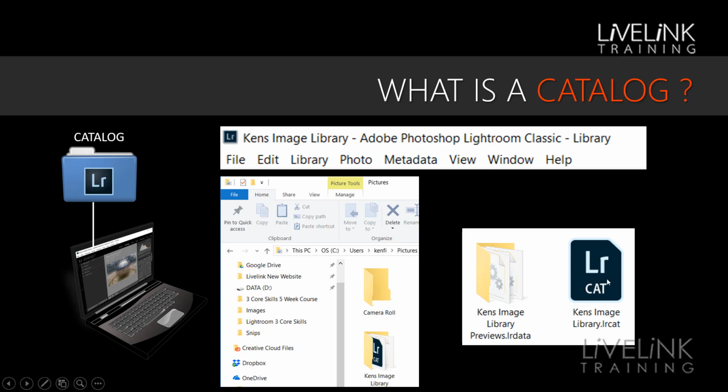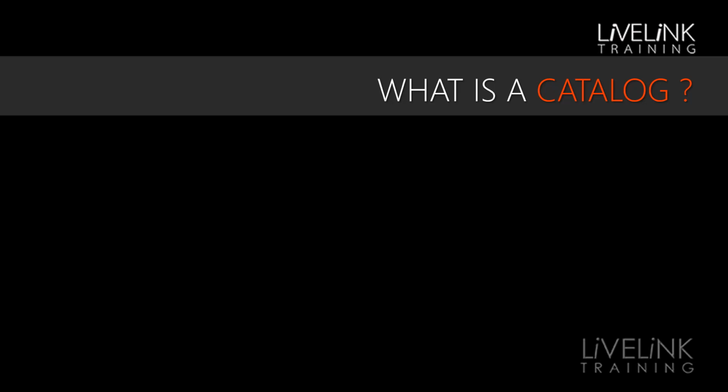And it's important that this never gets deleted or compromised, and it does get backed up regularly. The other one is the image library, the previews folder, and this is where all the preview thumbnails and images are created, and they go into this folder. Okay, well that's where it is and what's in it, but let's now look at what the catalogue actually is.